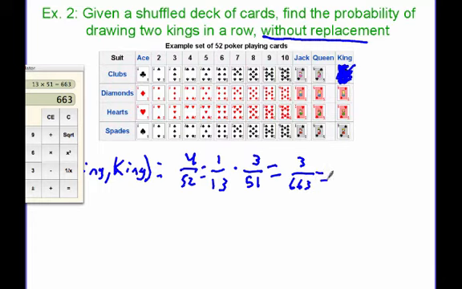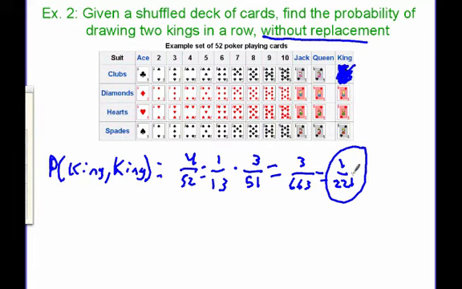663. This reduces. These are both divisible by 3. 3 divided by 3 is 1. 663 divided by 3 is 221. So the probability of getting 2 kings in a row without replacement is 1 over 221. Because my probability changed when I took that king out and did not put it back in.